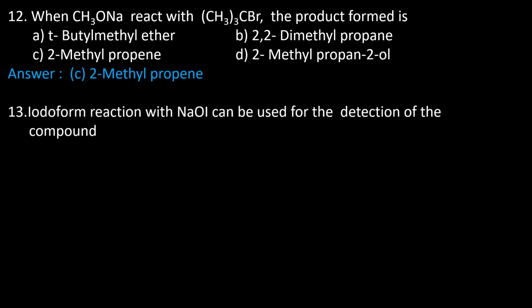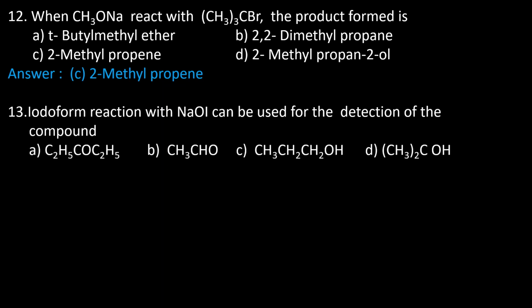Let us take question number 13. Iodoform reaction with NaOI can be used for detection of the compound A. C2H5COC2H5, B. CH3CHO, C. CH3CH2CH2OH, D. (CH3)2CHOH. Dear friends, this iodoform reaction with NaOI can be used for detection of the CH3CO group in the compound. Therefore it is the second option, that is CH3CHO, that contains the CH3CO group. So the correct option is the B option, that is CH3CHO.